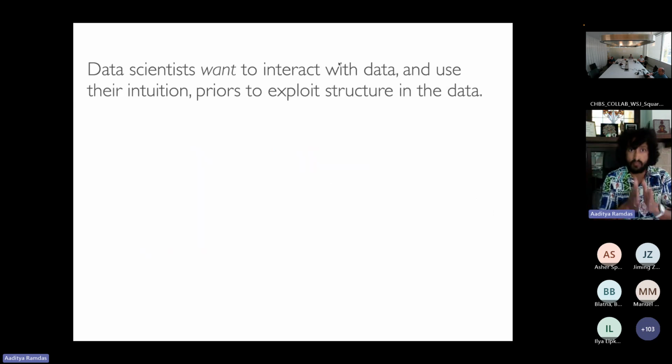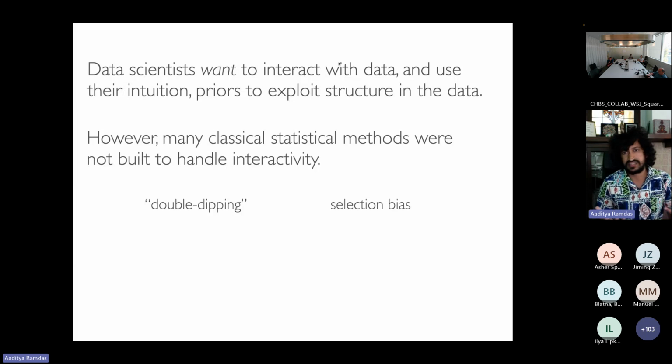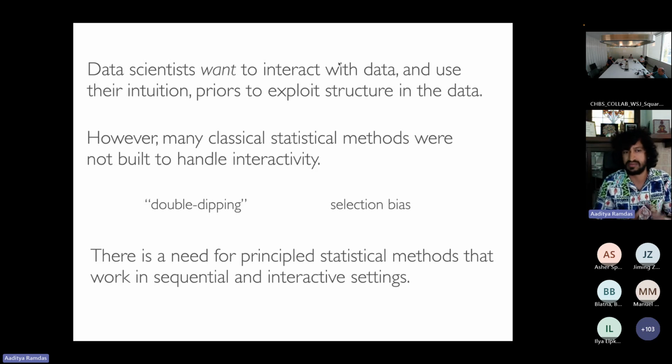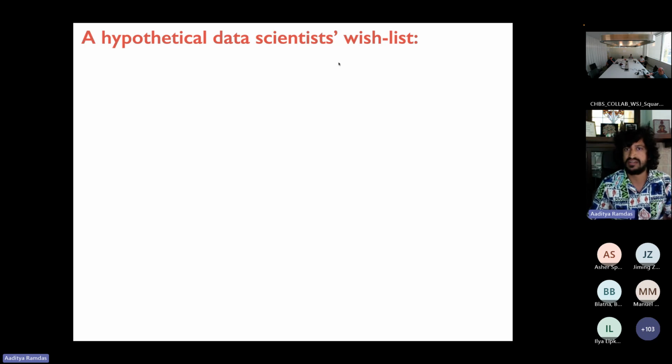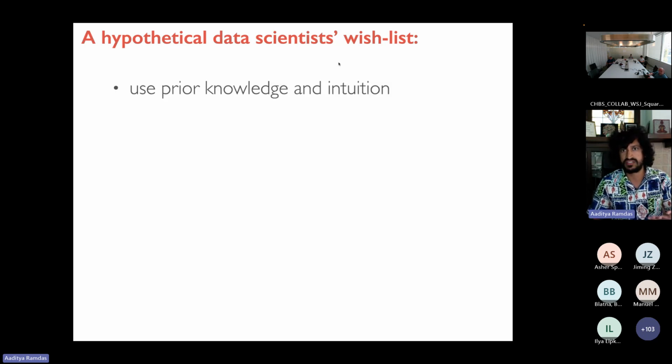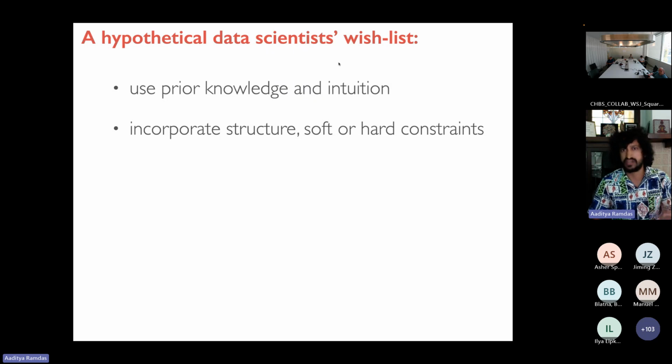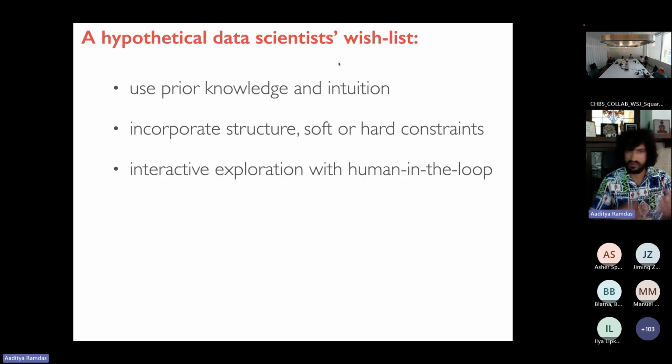Okay, so data scientists want to interact with their data and use their intuition and their priors in order to exploit structure in the data. However, many classical statistical methods were not built to handle interactivity with the data because of double dipping and selection bias. And so there's a need for principled statistical methods that work in sequential and interactive settings. So here's a hypothetical data scientist wish list. They want to use their prior knowledge and intuition about the problem. They want to incorporate structure in the form of soft or hard constraints. They would like to interactively play with the data rather than just throw it into a software and get an answer and stop. So they would like to somehow participate in the process, a human in the loop.